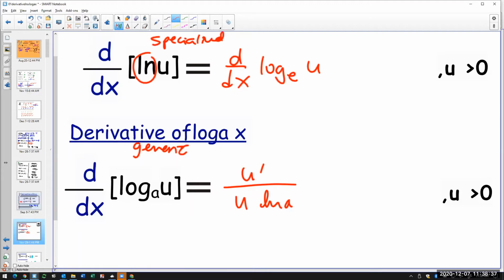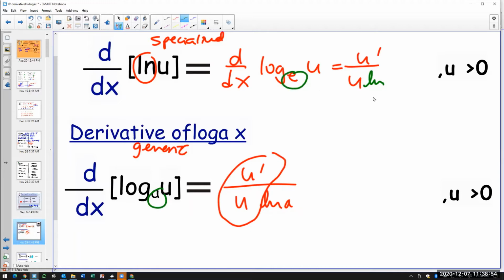The generic formula is u prime over u. Do you see here's a u prime over u, okay? But you also have this factor, the ln of a. So you put here the ln of a. Well, what's my a in this? What's my a here? e. What's the ln of e?